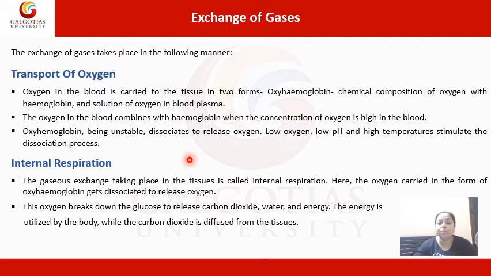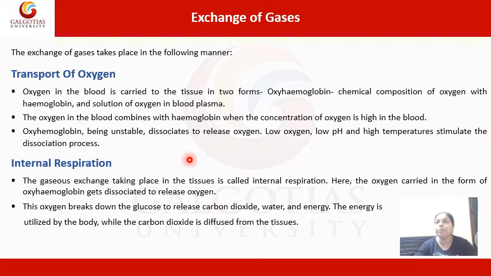Low oxygen, low pH and high temperature stimulate the dissociation process. This is how oxygen is transported: hemoglobin is present in the RBCs, which form 99% of the cellular composition of the blood. Hemoglobin has the tendency to combine with oxygen, resulting in the formation of oxyhemoglobin. Oxyhemoglobin is the oxygen carrier of the blood.